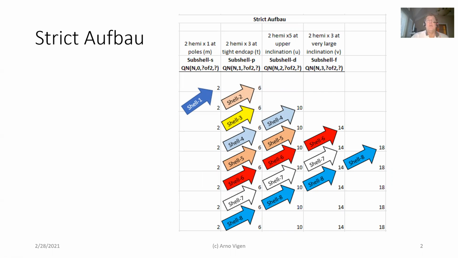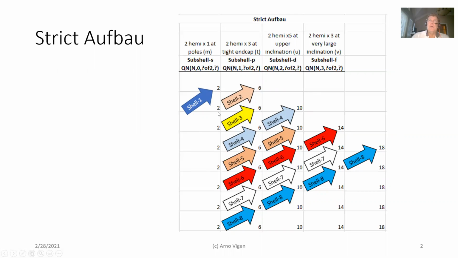Now, this is a schedule that has 2, then 6, then 10, then 14, and so on, building up subshells. S being the 2, P being 6, D being 10, and F being 14. And you sort of go along a straight line and then up with these diagonal lines. So shell 1 is just the 2 and it's full.